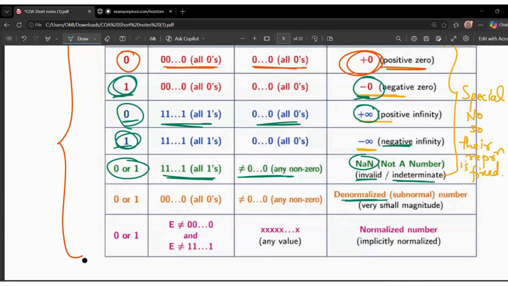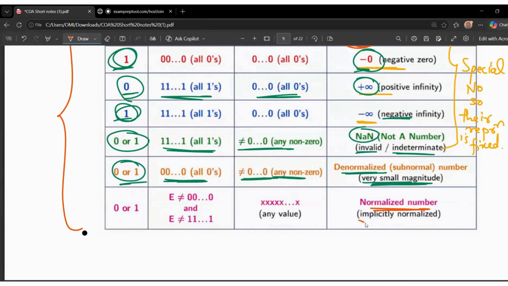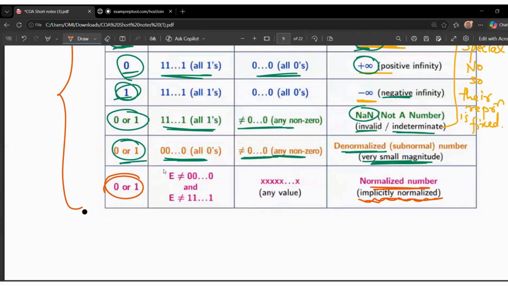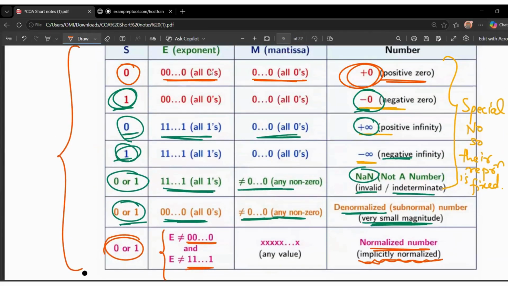Then comes the denormalized number, of very small magnitude. In that also sign will be 0 or 1, exponent will be all zeros, and mantissa can be any non-zero. And see the last field, the normalized number, which is implicitly normalized. You can take sign equal to 0 or 1, and your exponent can't be all zeros and can't be all ones, because those are used for these purposes. Mantissa can be any value.